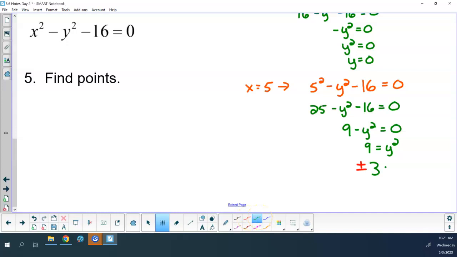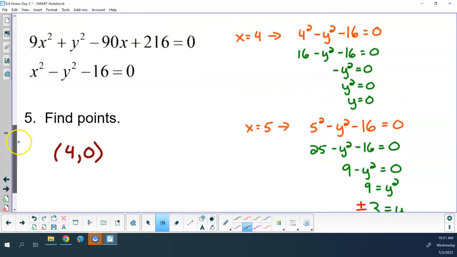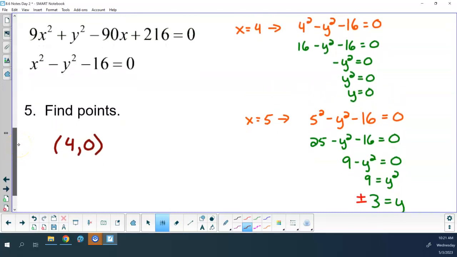That part is going to be crucial. That plus or minus. When you're taking the square root of a number and you're solving, that's a plus or minus case. Okay? So all told now, the points that we get are going to be 4, 0. That was our first one from up here. And then we've got 5, positive 3, and 5, negative 3. Okay?